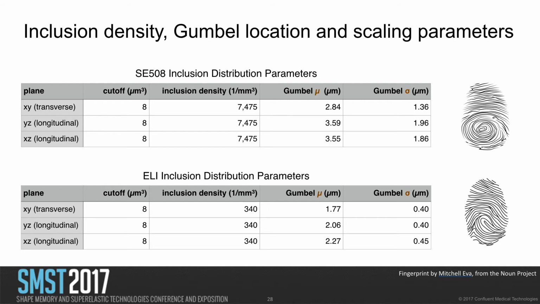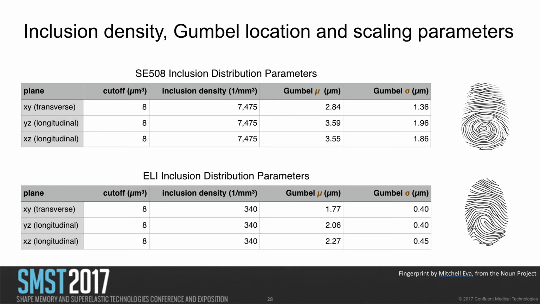I didn't mention in the talk this afternoon, but I'll mention here that we did assume a cutoff of 8 cubic microns. In other words, inclusions with a volume of less than 8 cubic microns were not included. They were basically filtered out. That's because there is an outstanding question about where the meaningful resolution limit is. We felt pretty comfortable with 8 cubic microns.